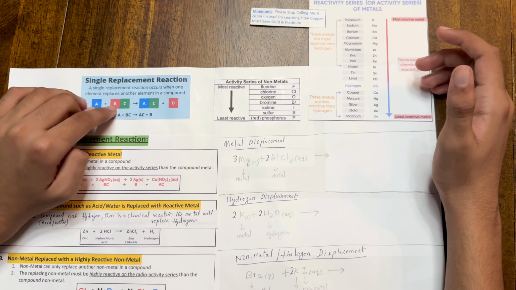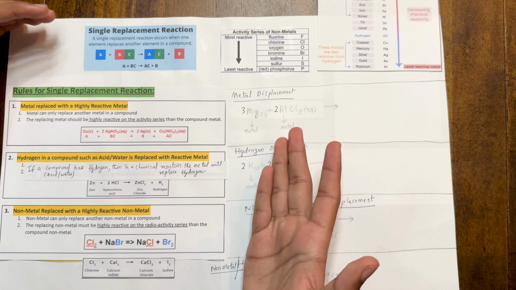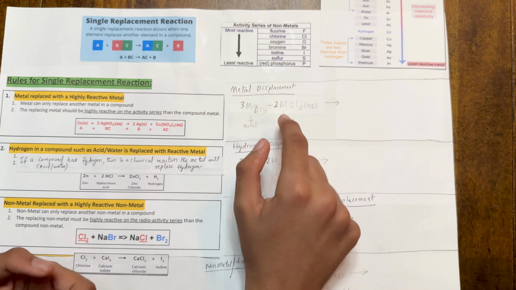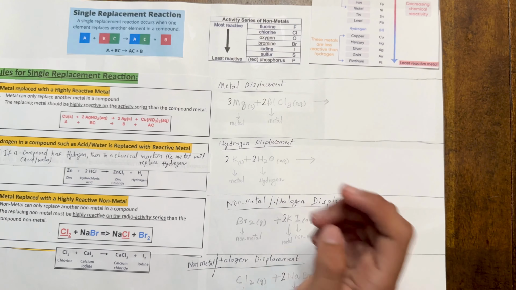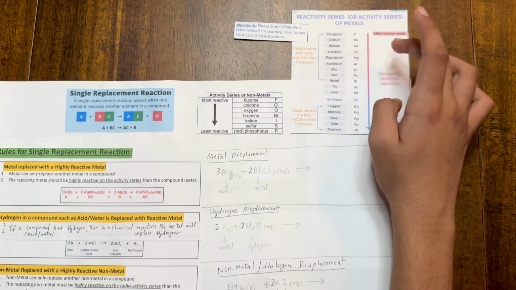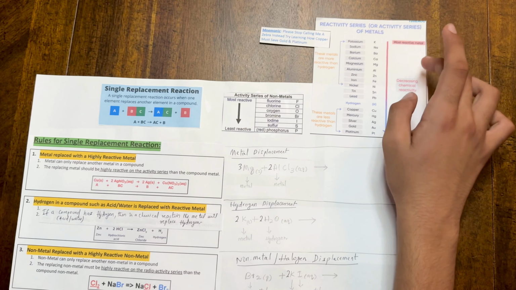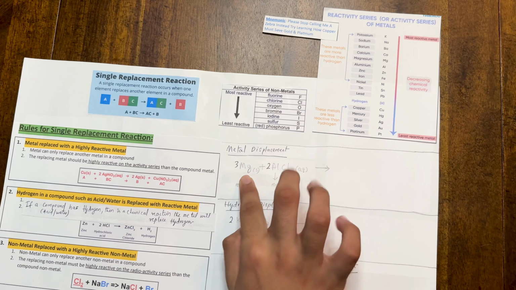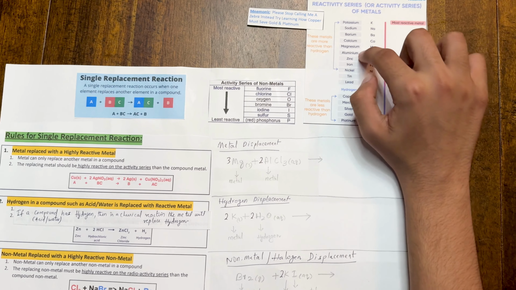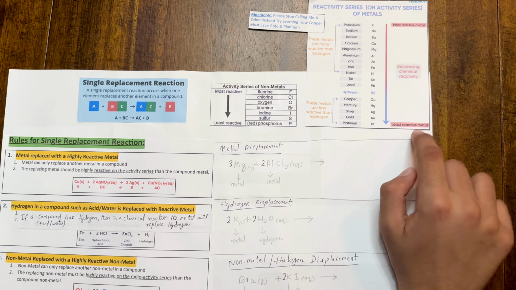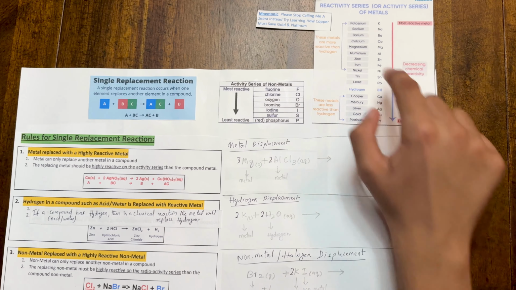So let's look at a few examples. For example, let's take magnesium, aluminum, and chlorine. We have 3 magnesium atoms, 2 aluminum with 6 chlorine atoms. If we look at our reactivity chart, which is just for metals, we see that magnesium has a higher reactivity than aluminum. Magnesium is over here and aluminum is right below it, from most reactive to least reactive. Because aluminum is below magnesium, magnesium is more reactive than aluminum, so it kicks aluminum out and pairs up with chlorine.